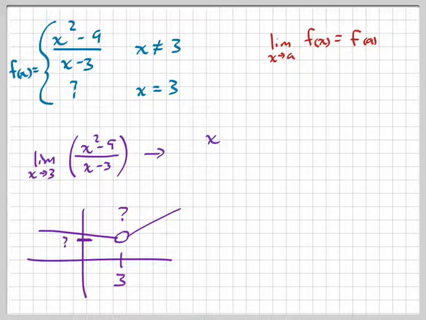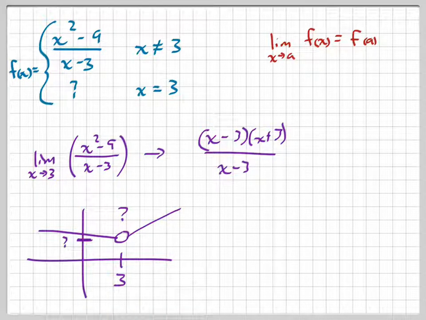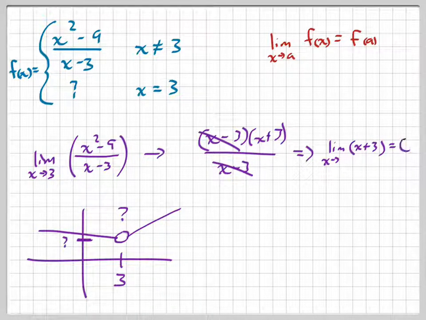If I factor the top, I get x minus 3 and then x plus 3. What happens to those x minus 3s? They cancel out. And so now I'm going to find the limit as we approach 3 of x plus 3. And you guys got 6. So this number right here has to be 6. That way this dot fills in. So if I put 6 for this question mark, this function f is now continuous.